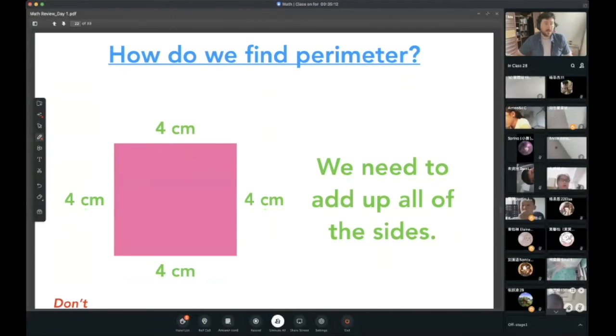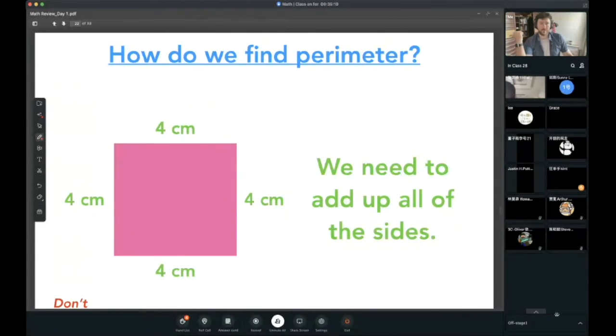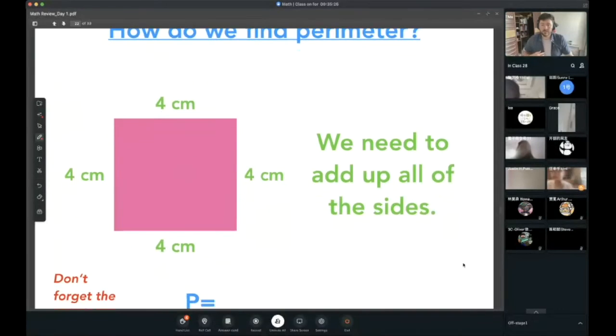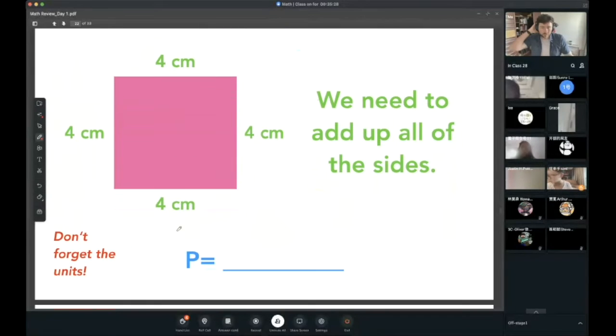Okay, that was a pretty long review and you guys did a great job with this. So let's get back to what we were talking about before. Perimeter. How do we find perimeter? Well, we need to add up all of the sides. Don't forget the units too.